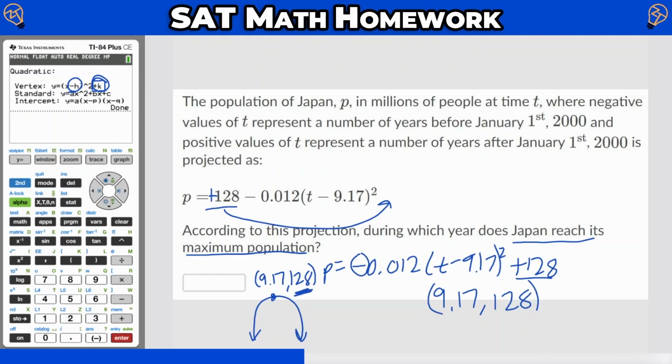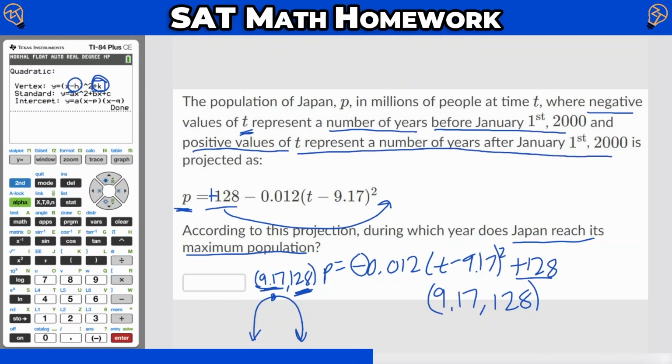This is the maximum output, which is the population, the y, but this is the time that it takes to get to that maximum. Well, if it's the number of years before 2000, if it's negative for t, and it's the number of years after 2000 if it's a positive t, since we got a positive value for t, 9.17, we're going to say it's 9.17 years after the year 2000, or really after January 1st. 9 years later would be 2009, more specifically January 1st, 2009, and then that decimal of a year just puts us further into the year 2009. Regardless, the answer is 2009.